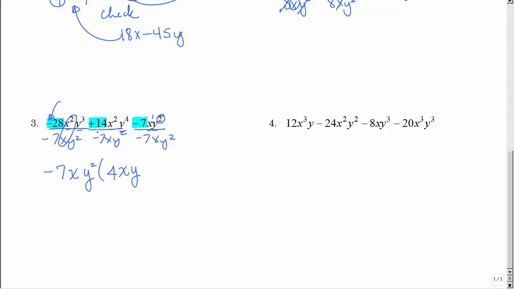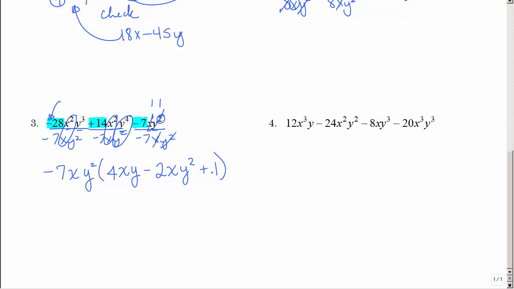And the next one, a positive 14 divided by negative 7 would be negative 2. Again, looking at the x's, that would leave me an x, and that would leave me y squared. On the next one, negative 7 divided by negative 7 is positive 1. X goes into x one time. Y squared goes into y squared one time. So we just have plus 1.